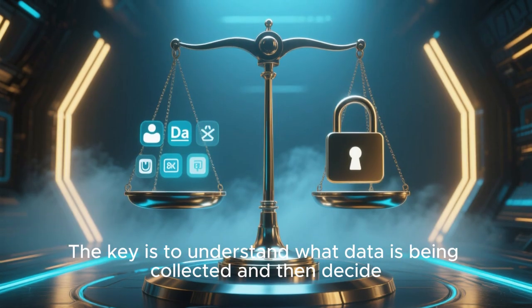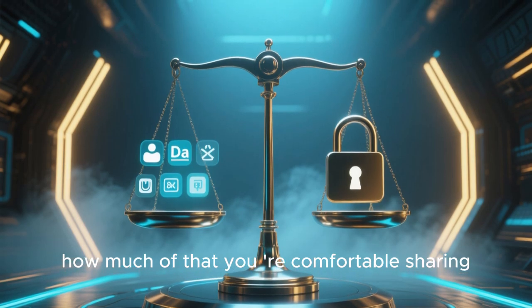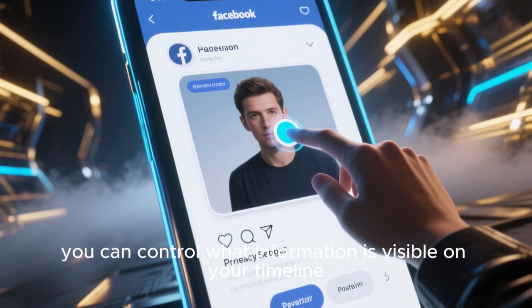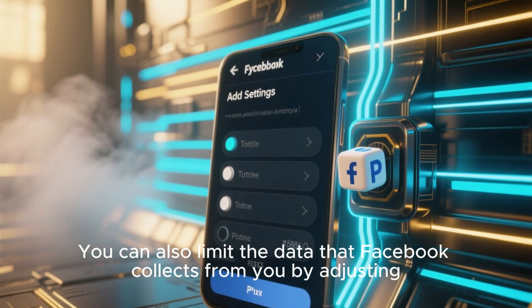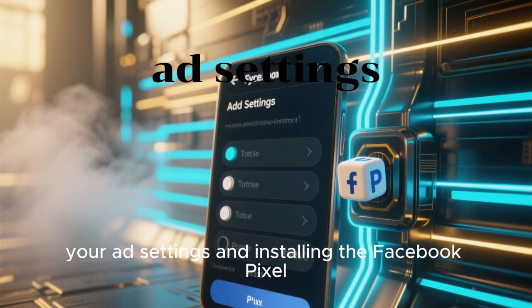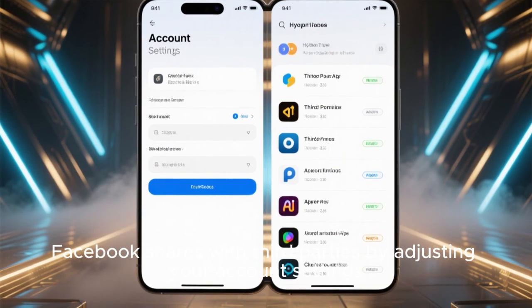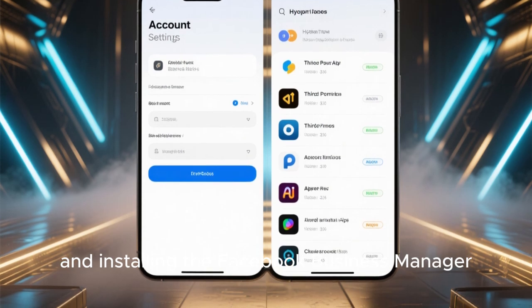The key is to understand what data is being collected and then decide how much of that you'd be comfortable sharing. With Facebook, for example, you can control what information is visible on your timeline by adjusting your privacy settings. You can also limit the data that Facebook collects from you by adjusting your ad settings and installing the Facebook Pixel. Additionally, you can take control of the data that Facebook shares with third parties by adjusting your account settings and installing the Facebook Business Manager.